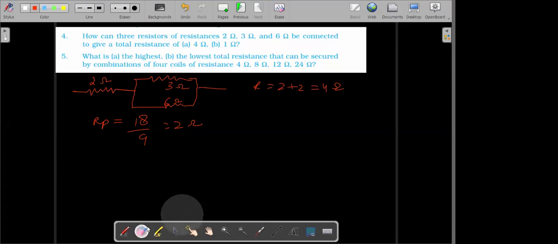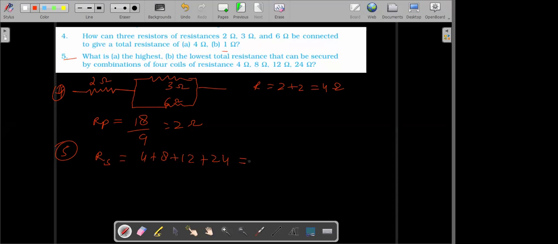If you connect all of them in parallel, you will get this 1 ohm also. Now, what is the highest and the lowest total resistance that can be secured by a combination of 4 coils of resistance? So you have these 4 resistances. What is the highest resistance that you can make? 48 ohms. The highest resistance will be in series combination. You just add them: 4 plus 8 plus 12 plus 24.